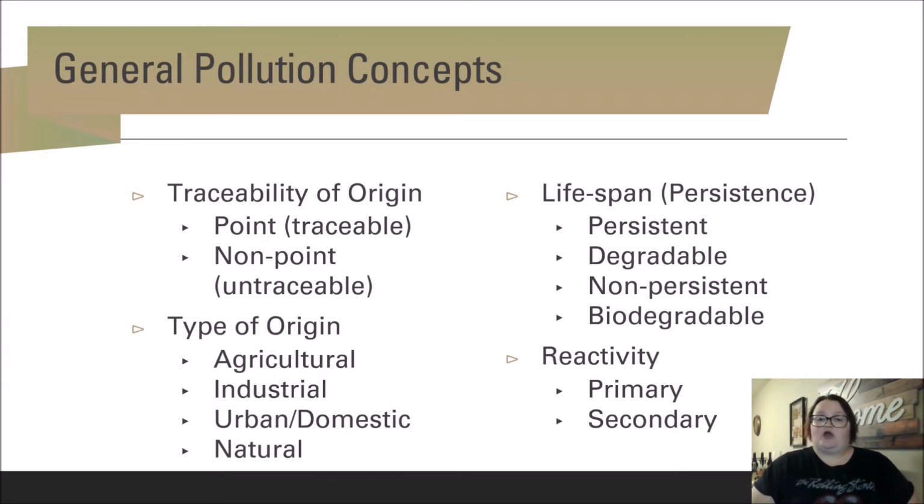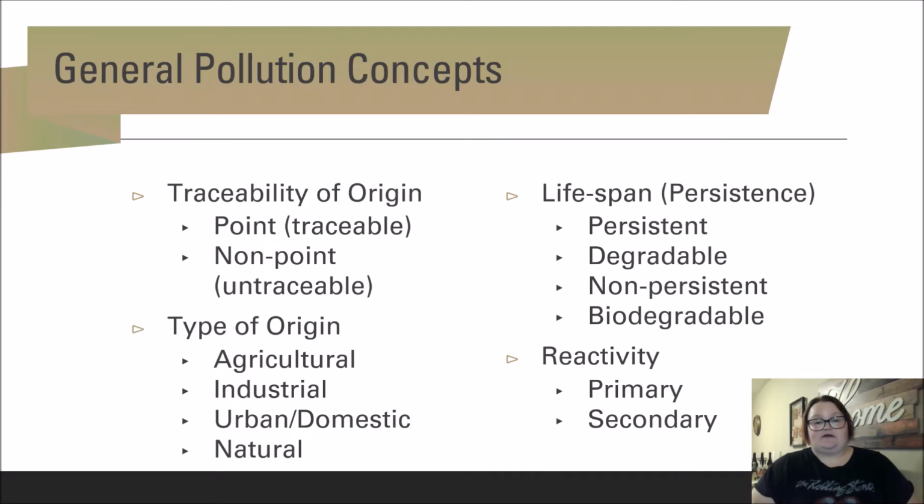Traceability follows whether or not we can identify specifically where that pollutant came from. There are 2 descriptions for traceability, point and non-point. Point sources are ones such as factory smokestacks or wastewater pipes that we can identify as the origin of a pollutant. In other words, we can trace back the pollutant to a specific place. Non-point sources are things such as car exhaust and agricultural runoff that we cannot identify the actual origin of the pollutant. In other words, we can't trace a specific pollutant back to a specific car or a specific farm.